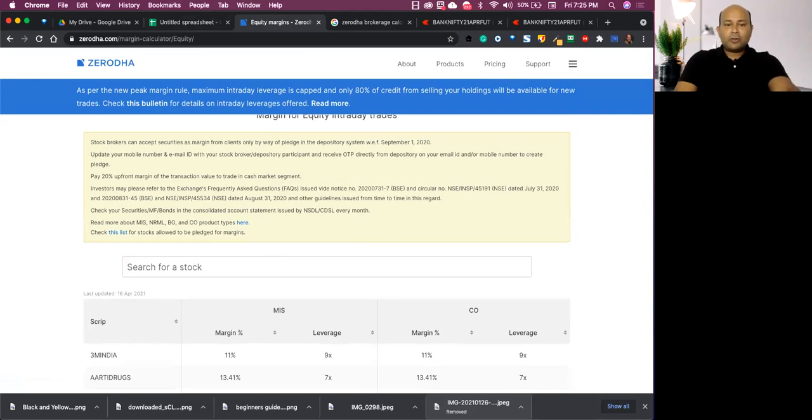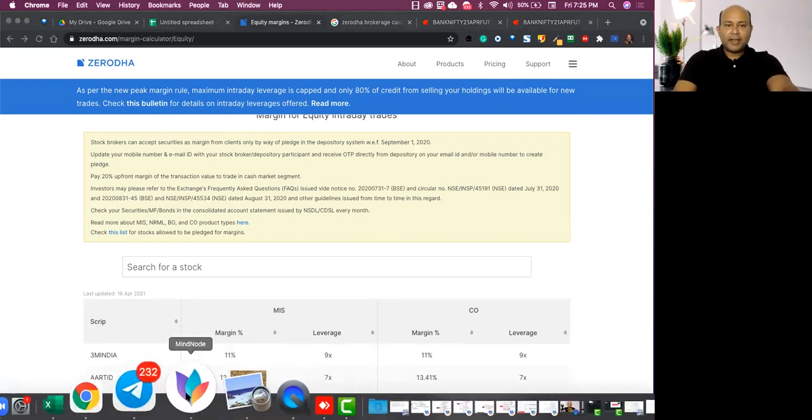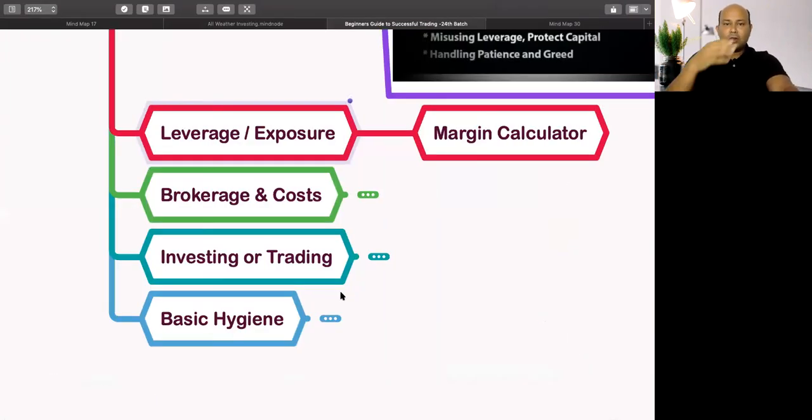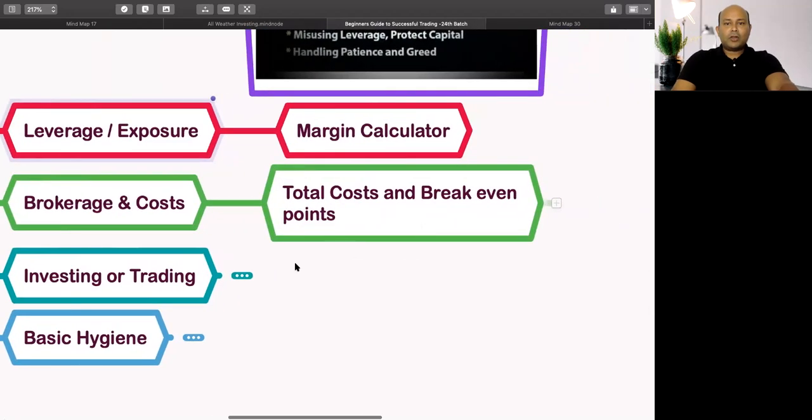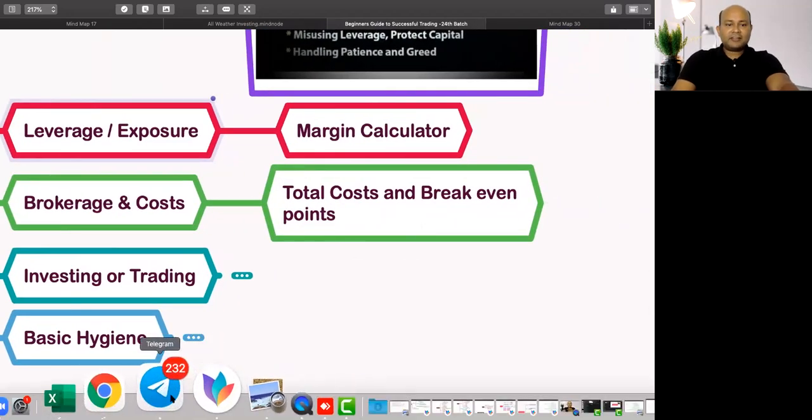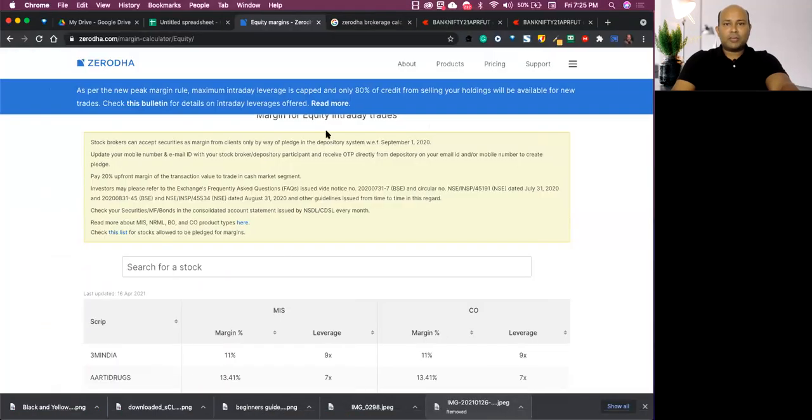So let's go to the next step in this, and maybe in one more next video I'm going to be making in detail. If you want me to do that, let me know. If you have not understood the margin money in detail, then you need to understand the total costs and break-even points. Let's now look at that from the brokerage calculator.